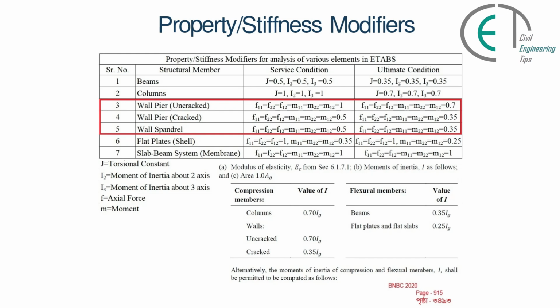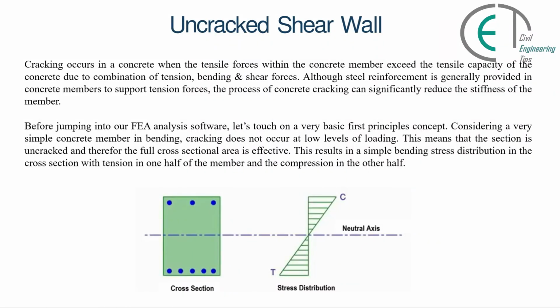Before we assign property modifiers or stiffness modifiers on shear walls, we have to know what an uncracked shear wall is and what a cracked shear wall is. Then we will follow the third, fourth and fifth options from this table, and we will assign our desired property modifiers to the shear walls. Let's first discuss the uncracked shear wall.